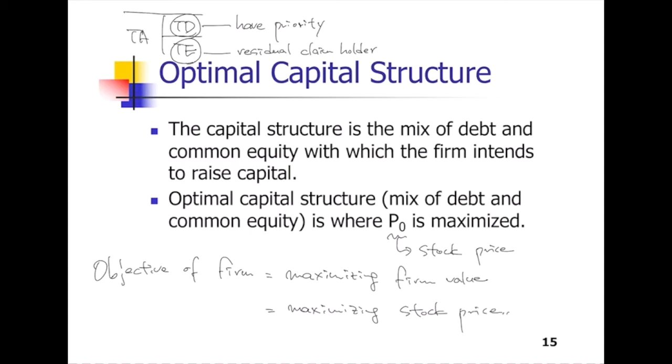So now you want to find a graph like this. The x-axis is the debt ratio, the y-axis is firm value. So optimal capital structure is where our firm value is maximized.